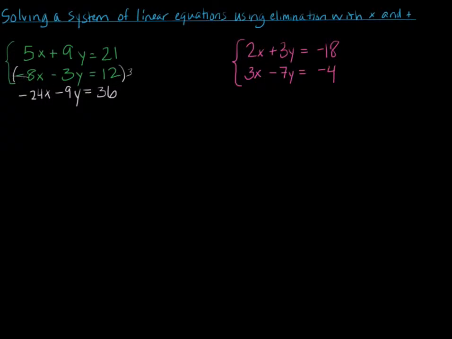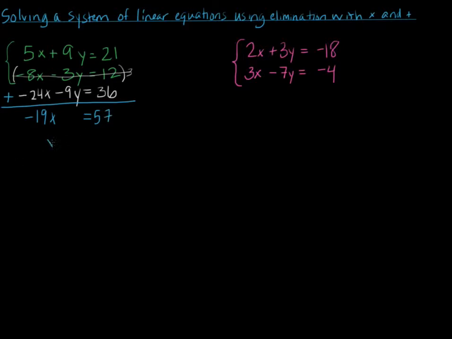Now we're not going to consider the old equation anymore. We're going to consider these two equations. This equation is equivalent to the original one; it means the same thing, it's just multiplied through by 3. So now we're going to add these two equations together. 5x minus 24x is going to be negative 19x. 9y plus negative 9y is 0, so we don't need to write it. And then 21 plus 36 is going to be 57.